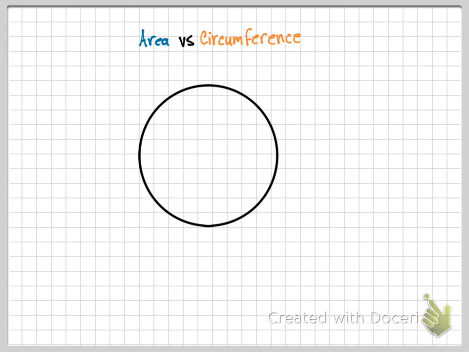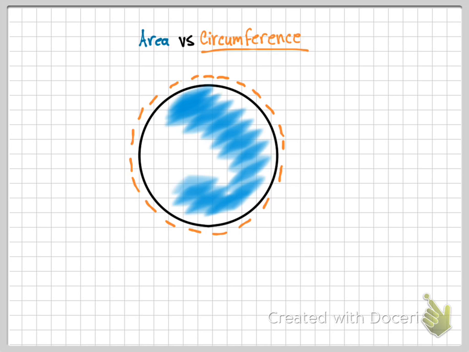Another thing I want you to distinguish is the area and the circumference. Let's first start by defining the circumference. The circumference is the measurement of the outside of the circle. So if you were to measure the outside, if you were to walk around it, if you had a way to measure it, that would be the circumference. And the area would be the space that the circle takes up on the inside. That would be the area.